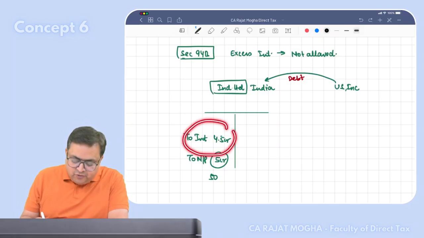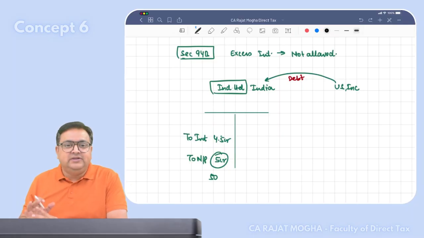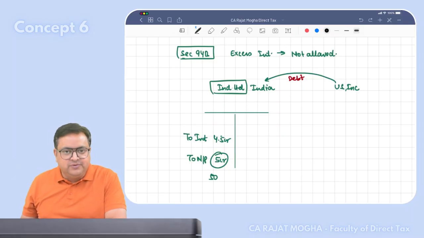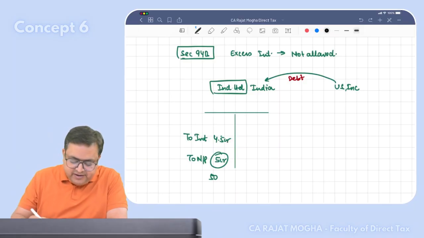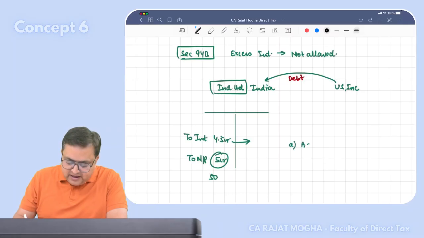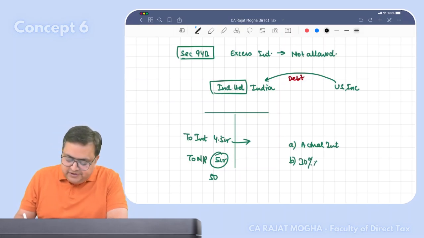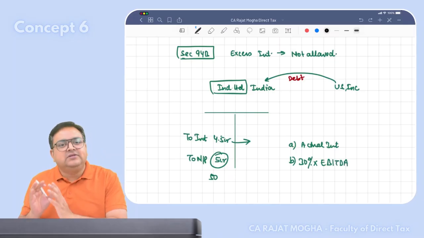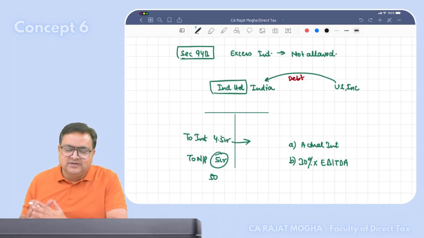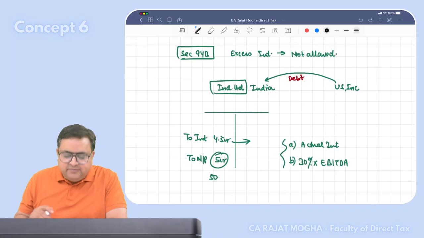So the Indian government wants to track this interest. We will allow interest, but not that you can pay any amount of interest. No, we will limit it: you can pay interest up to a maximum. We will compare the actual interest you have paid with the maximum we will allow, which is 30% of EBITDA. How much interest can you give? Only 30% of your earnings before interest, tax, depreciation and amortization, which we call EBITDA. So you can pay only 30% of EBITDA.